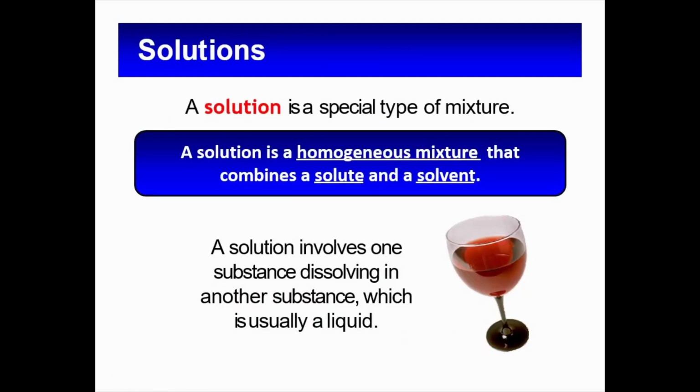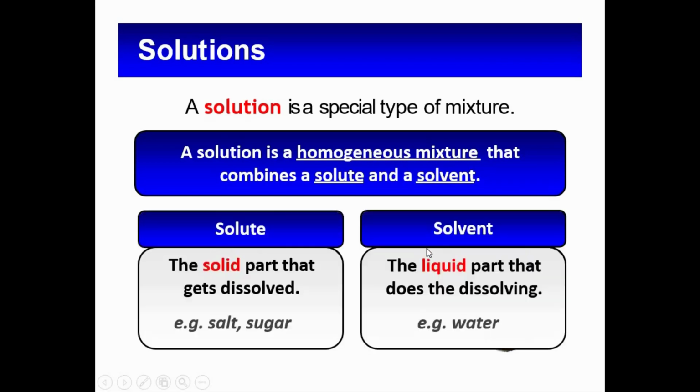A solution. A solution is a special type of mixture which is a homogeneous mixture, because we combine solute and solvent. So a solution involves one substance dissolved in another, which is always or usually a liquid, forming a homogeneous mixture like here.